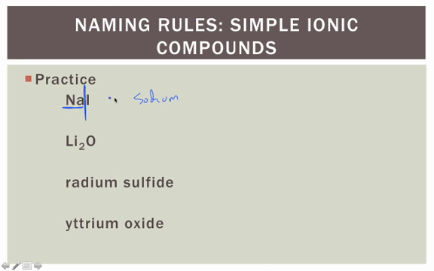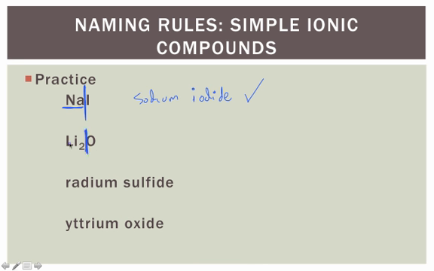The second name for our compound is from the second element listed, the negative ion. In this case it is the element iodine. We're going to change that INE ending to an IDE, and this becomes iodide. And that's the name we're looking for. This substance is known as sodium iodide. We'll go on a little bit further.